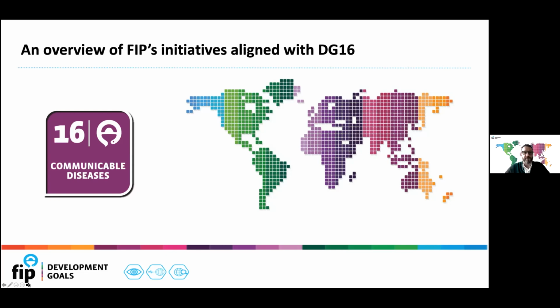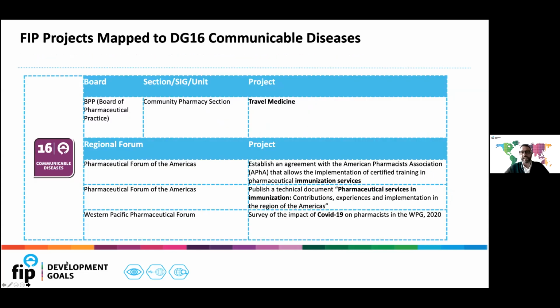So without further ado, I will just provide an overview of FIP's initiatives aligned with Development Goal 16. Very briefly, we have mapped some of the projects by our constituencies in the area of communicable diseases.